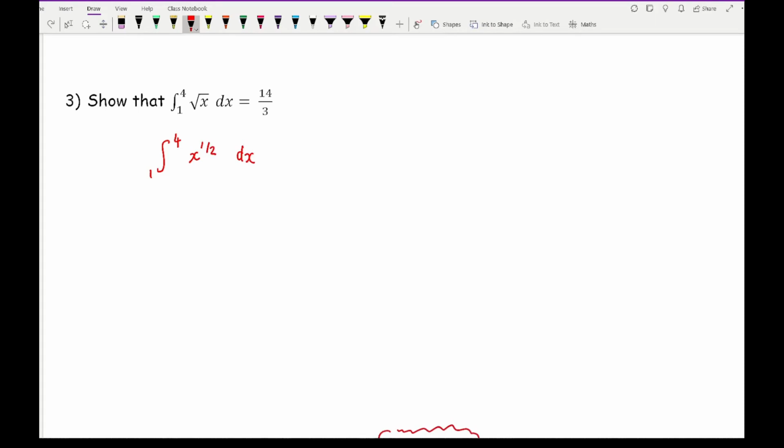So from this, now that I've got it in indices form, I can go about increasing the power and dividing by the new power. So here it's going to be x to the 3/2 over 3/2 to the limits of 4 and 1. From this, all I then need to do is substitute the numbers in. Now I could either get rid of the fraction as a denominator and write it as, let me just write this again, x to the power of 3/2 over 3/2 is going to be equal to 2x to the 3/2 over 3.